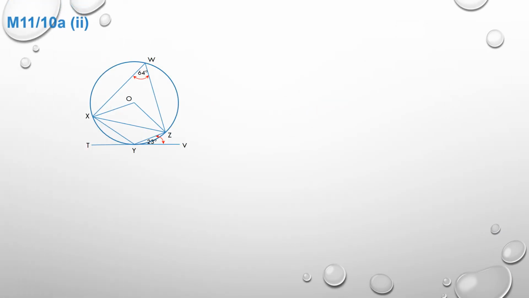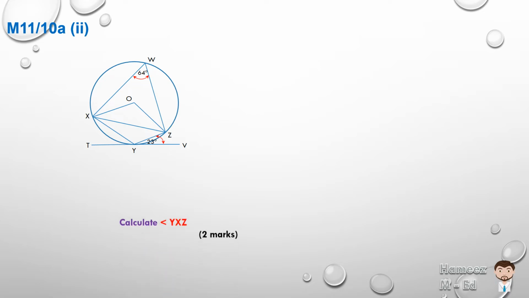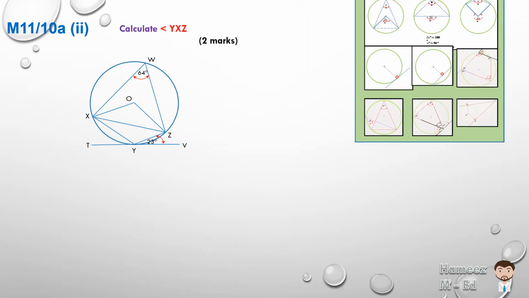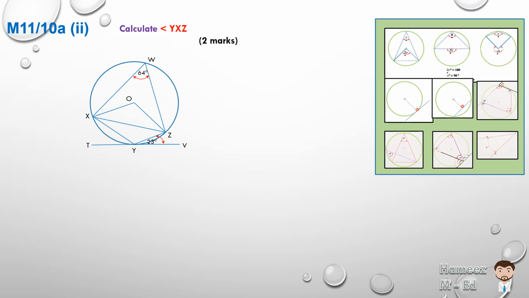In part 2 of the question, they're asking us to calculate angle YXZ. And if we take a look at that angle, YXZ is part of a triangle. And what do we know? We know the angle on the outside, or the exterior, of that triangle and the tangent. So if we look at our rules on the right-hand side, if we look at a triangle with a tangent involved, that will be our 8th diagram.